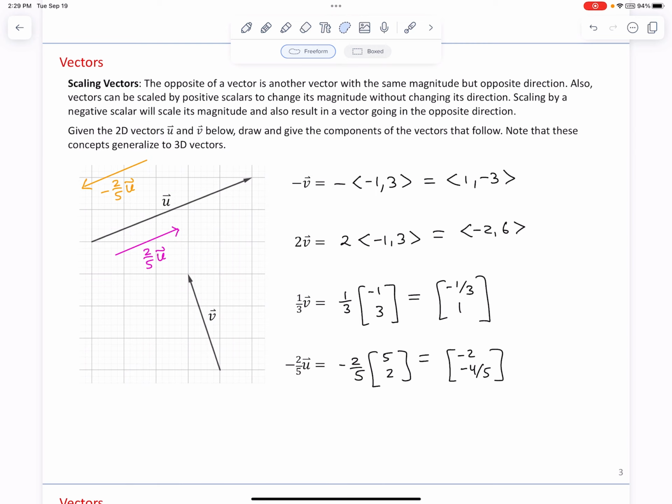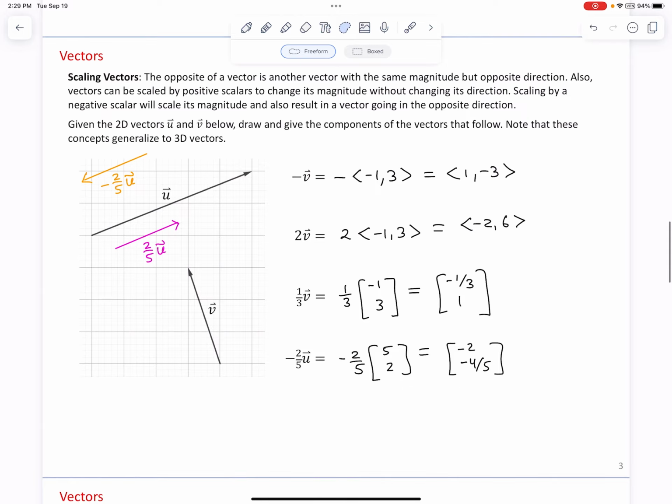So in summary, multiplying a vector by a positive scalar will keep the exact same direction, but simply affect the magnitude. But multiplying a vector by a negative scalar will reverse the direction and also potentially scale the magnitude. Let's go to the next page.